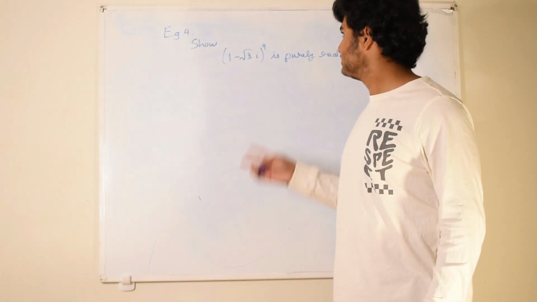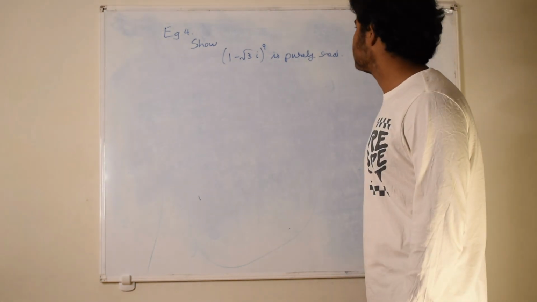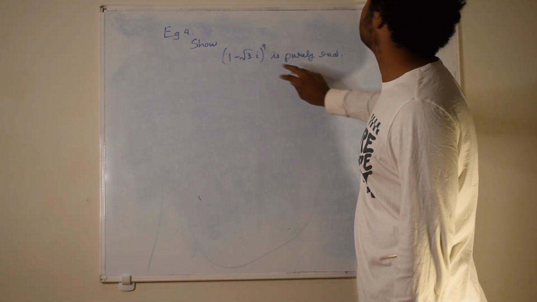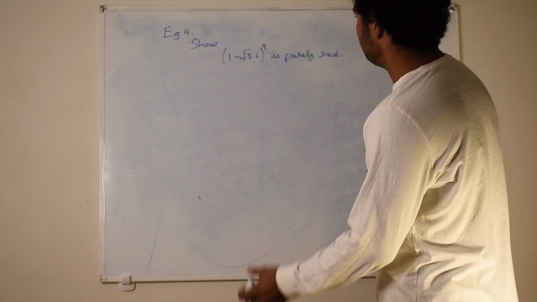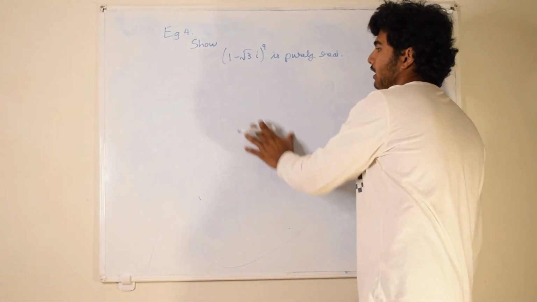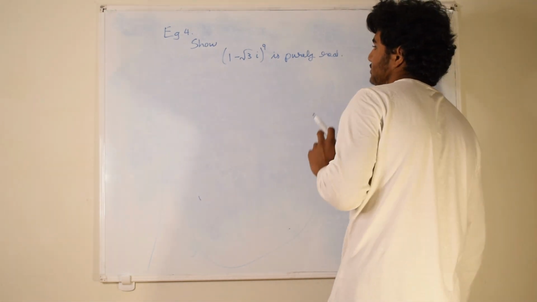Alright, for this next example, this is an exam style question that they gave us. It says, show 1 minus root 3i to the power of 9 is purely real. This question kind of sums up all the stuff that we've learned today. So let's just get straight into it.